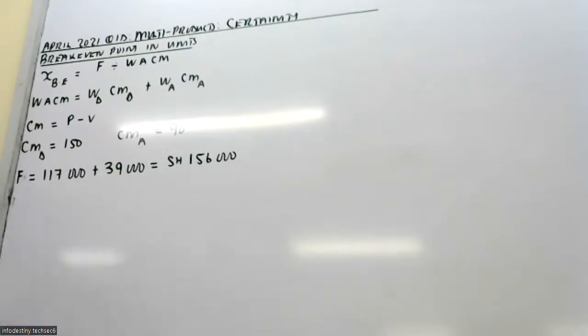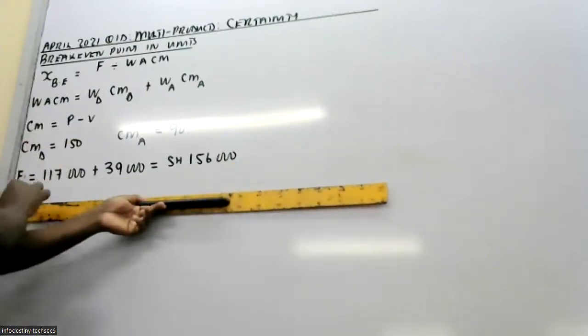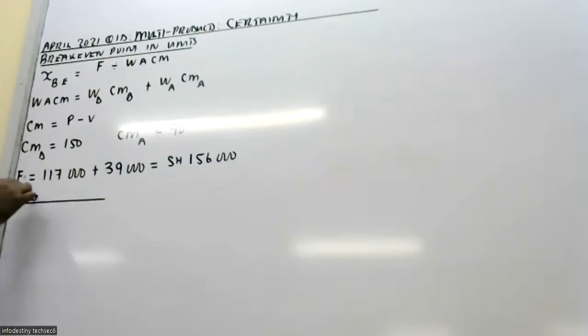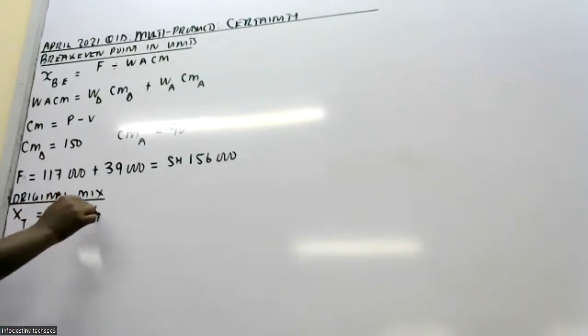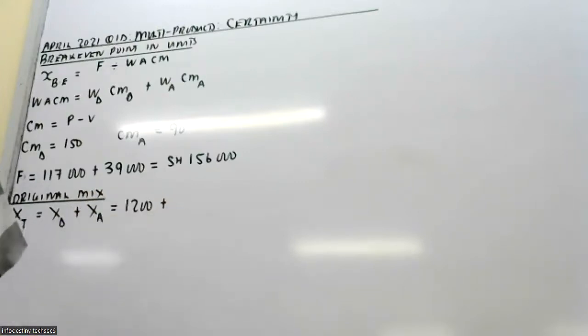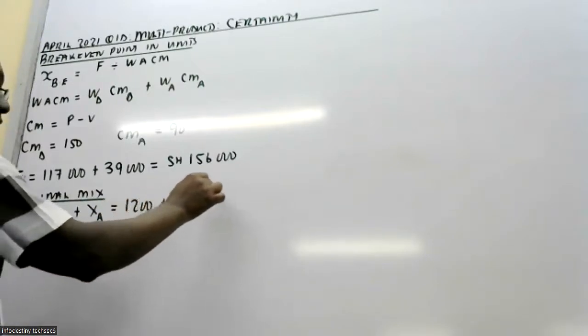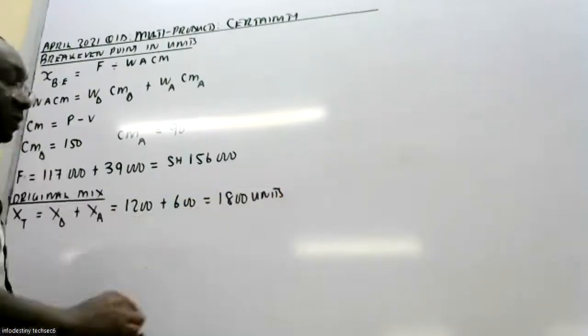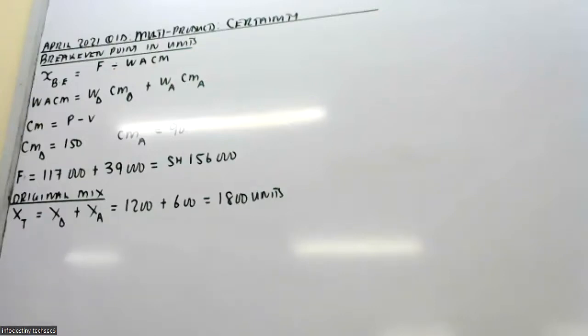Let us now go to the original mix. In the original mix, the total sales, X total, is the sales of B plus the sales of A. And as you can see, the units of B are 1,200, and the units of A are 600. So that gives us 1,800 units. That's the original mix.